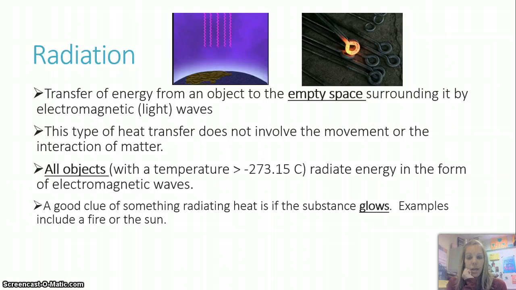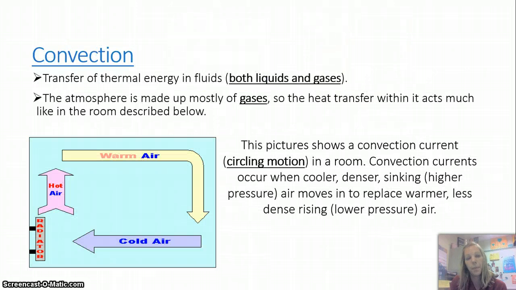So all objects actually can radiate energy in infrared form as long as they are above negative 273 degrees Celsius. So even though we feel like an object is very cold, it actually is still giving off some heat energy. And some things, not all, do glow when they give off heat energy in the form of radiation, and examples would be a fire or the sun.